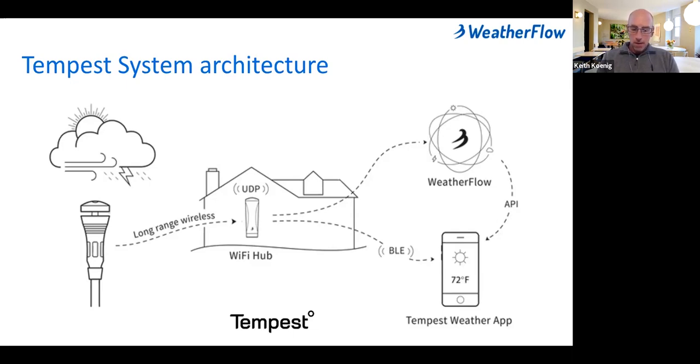And so the Tempest as it is today publishes data in 3 ways. The main way that the hub publishes data is via Wi-Fi. So you plug it in your house, it connects to your home Wi-Fi, and it publishes the data to the WeatherFlow cloud.